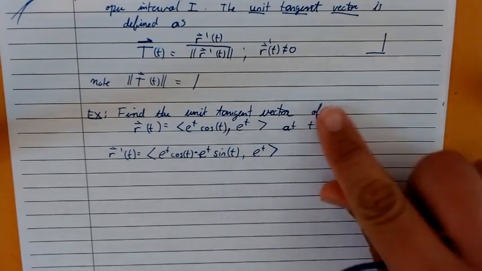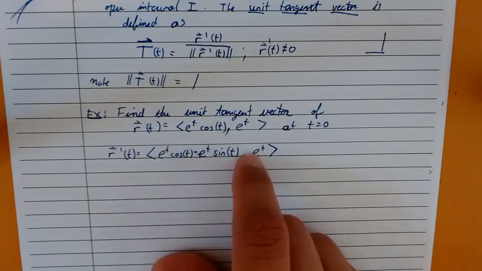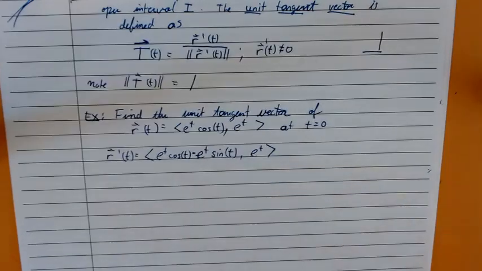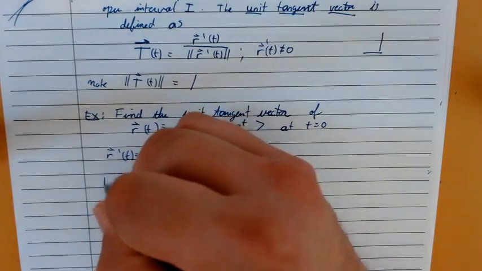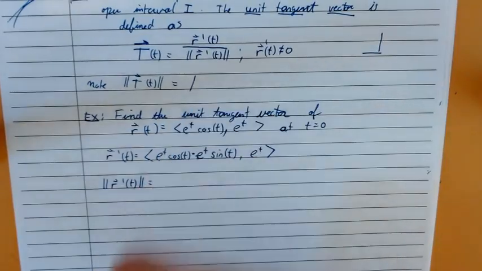Then finding the magnitude of that will be reasonably simple. If you were not looking for it at a particular time index and you were just looking for the unit tangent vector in general, you'd have to find the magnitude of this whole thing. Just be mindful that will take a bit longer. Right now, I'm going to do it the longer way, finding the magnitude of r prime of t, and then I'll do it the shorter way.